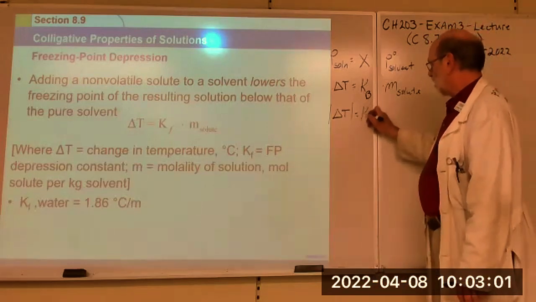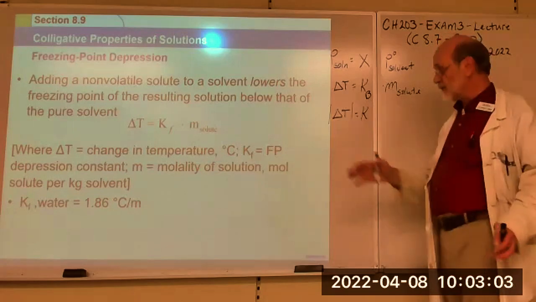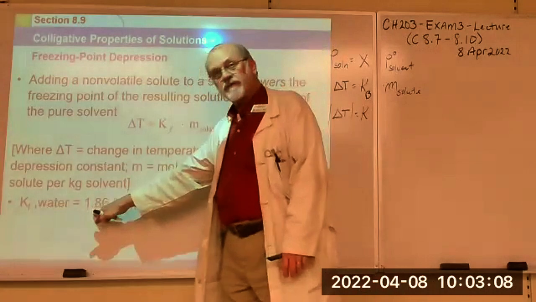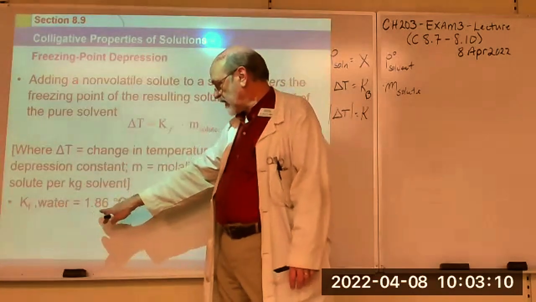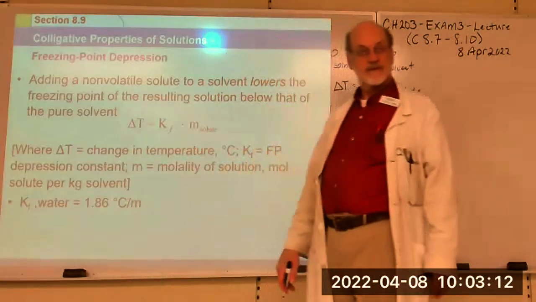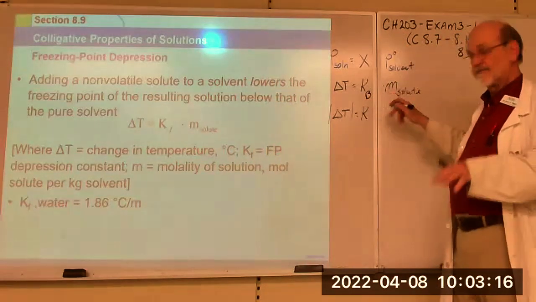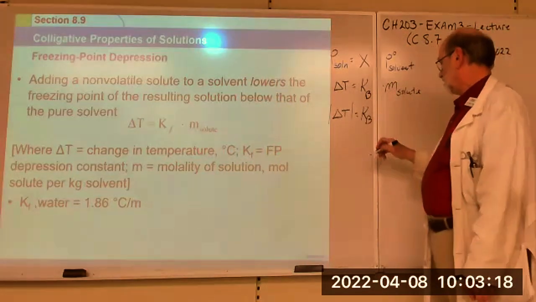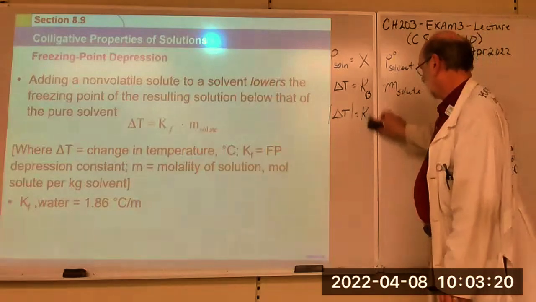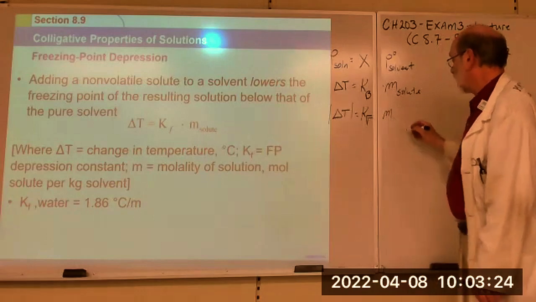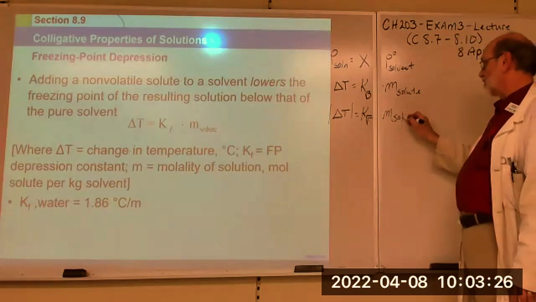And then we have another K, which is different even for water. Well, here's a good example. It was 0.5 before. For freezing point depression, it's 1.86. Right? So they're different constants depending on which one you're using. Freezing point. And then this is also the molality of the solute.